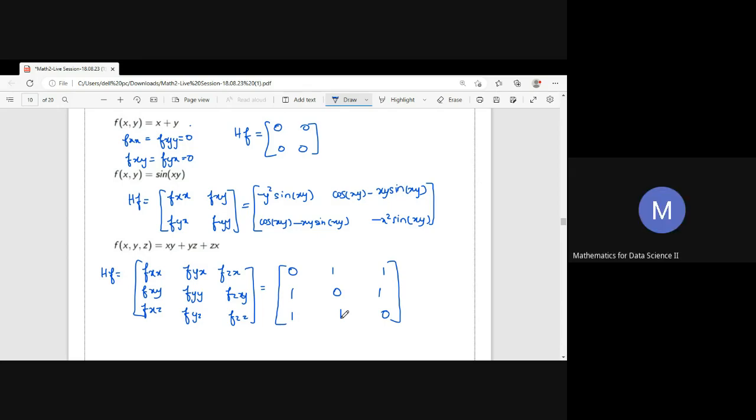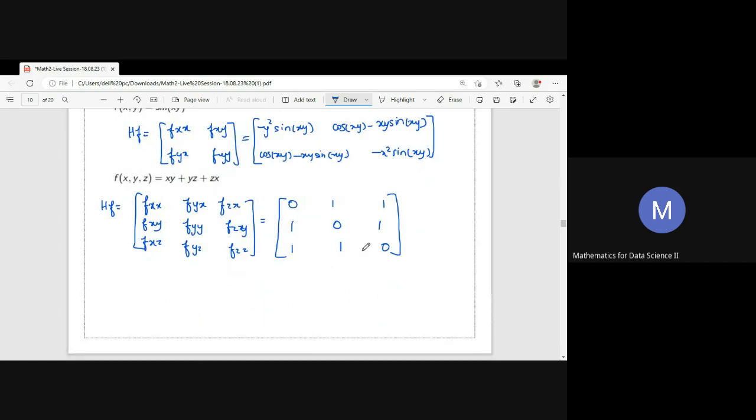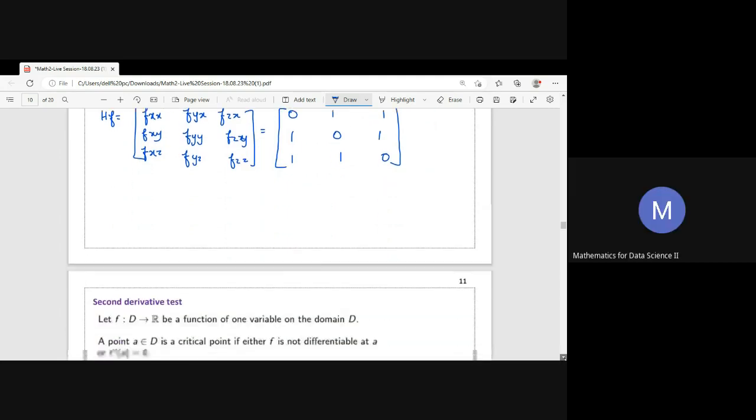Sorry, is this identity matrix? Yes. Are you sure? No, this is not the identity matrix. It is the opposite of identity, right? For the identity matrix, the diagonal entries are 1 and all other entries are 0. Okay. Fine.